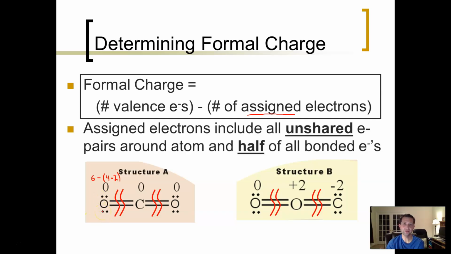So it should have 6 valence electrons. It's assigned 6 valence electrons in the structure. Formal charge is 0. Okay? Same thing with the oxygen over here. Carbon, though, is also a formal charge of 0.